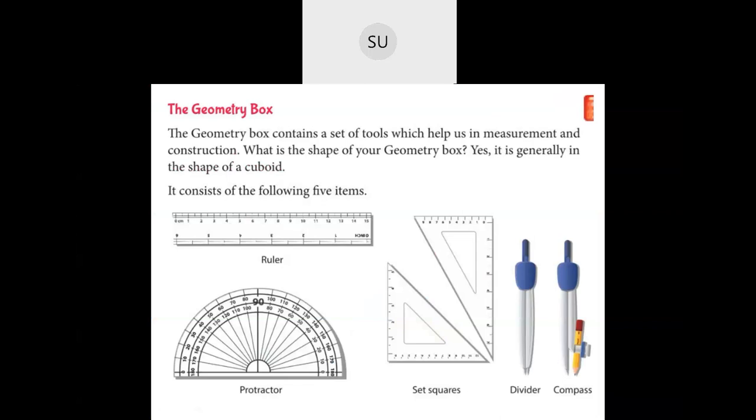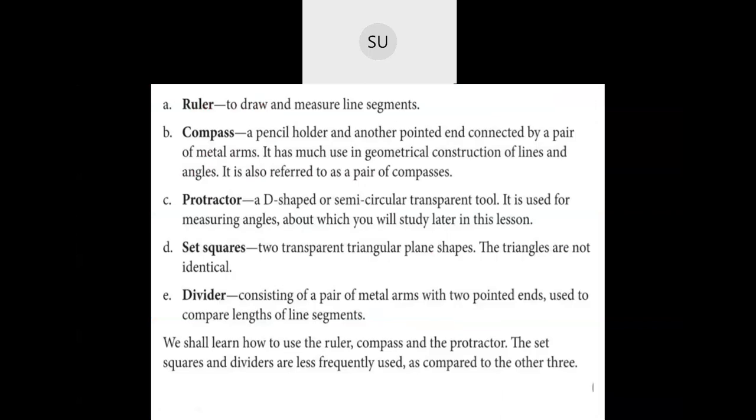A geometry box has a ruler, a protractor, set squares, divider and compass. It has a total of 5 items. So what is a ruler? It is used to draw and measure line segments. Okay, so what is a compass? A compass is nothing but it helps you to draw various shapes. Okay, it helps you in geometrical constructions.